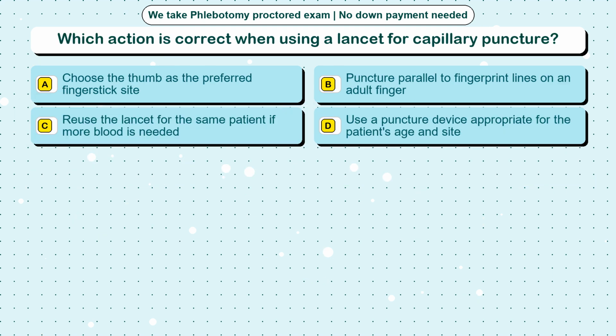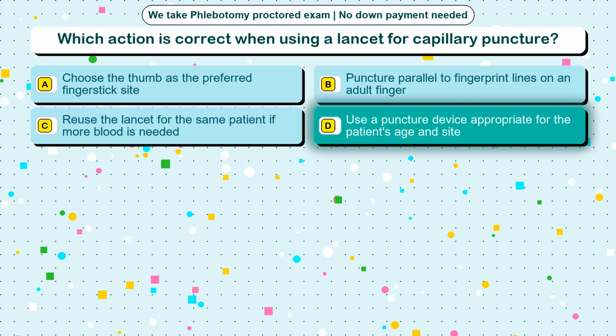Question 21. Which action is correct when using a lancet for capillary puncture? Option A. Choose the thumb as the preferred finger stick site. Option B. Puncture parallel to fingerprint lines on an adult finger. Option C. Reuse the lancet for the same patient if more blood is needed. Option D. Use a puncture device appropriate for the patient's age and site.